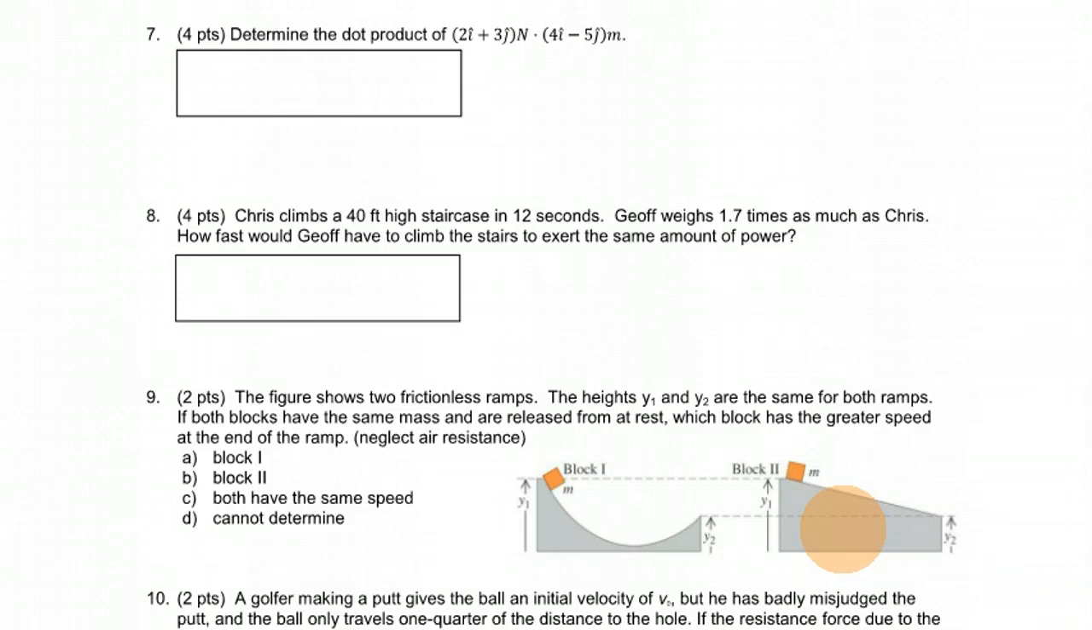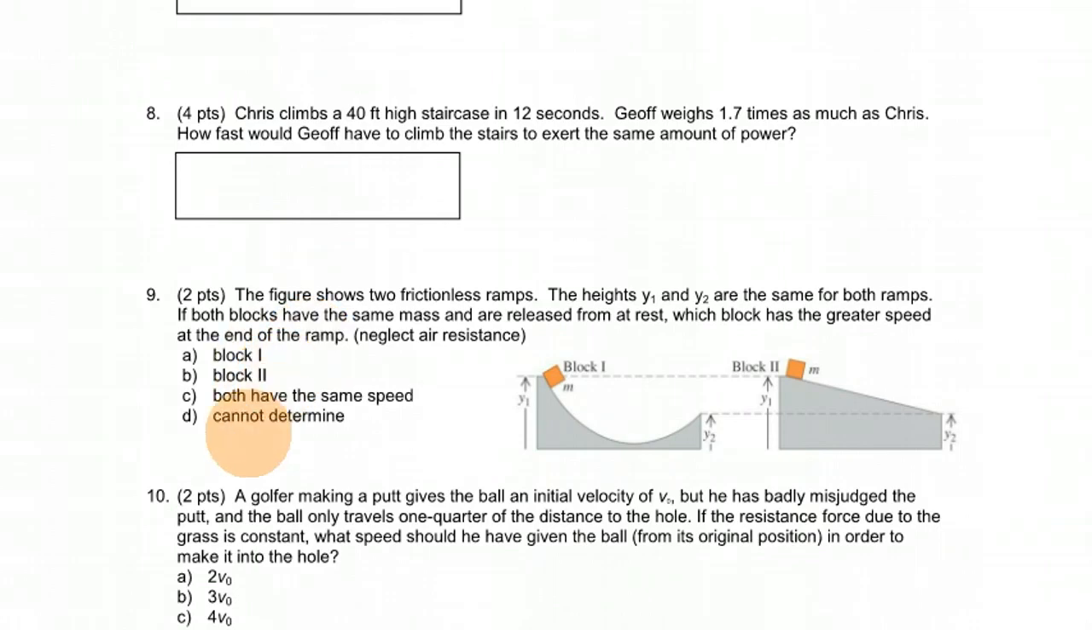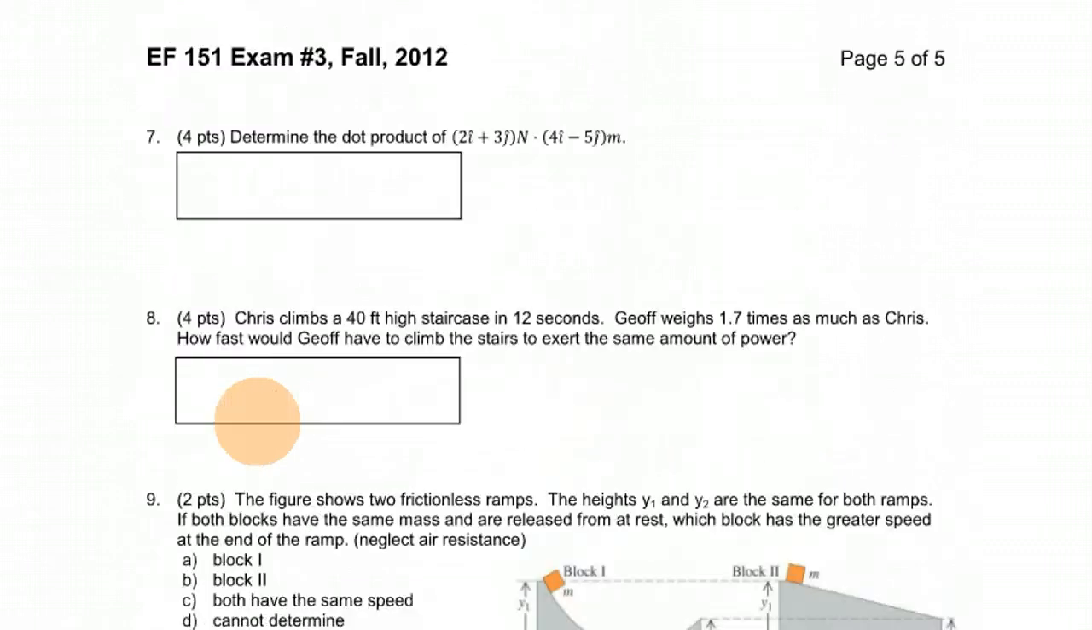Okay, let's work this last page of short problems slash multiple choice concept questions, all as one part here. So first one, determine the dot product of 2i plus 3j newtons, dot product with 4i minus 5j meters. So recall that the dot product was simply the product of the x components.